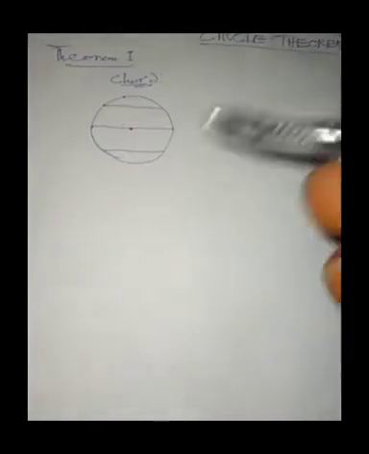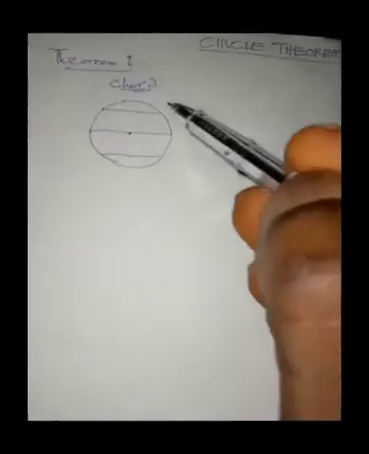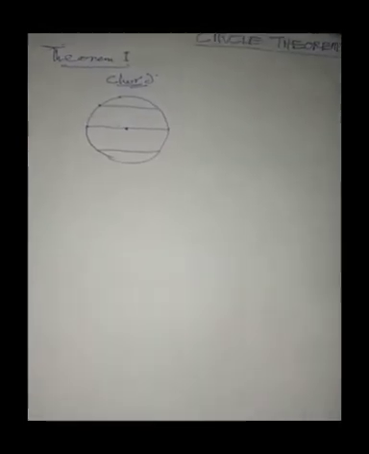We can have a chord here. We can have a chord here. A chord can run through any line inside the circle. Any line that crosses a circle is a chord. If we label this A, this is B, this is C, this is D, E, and F.